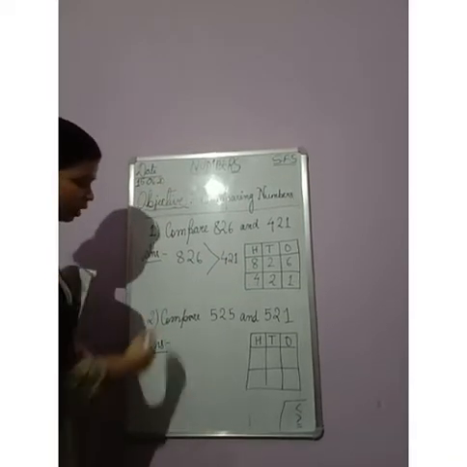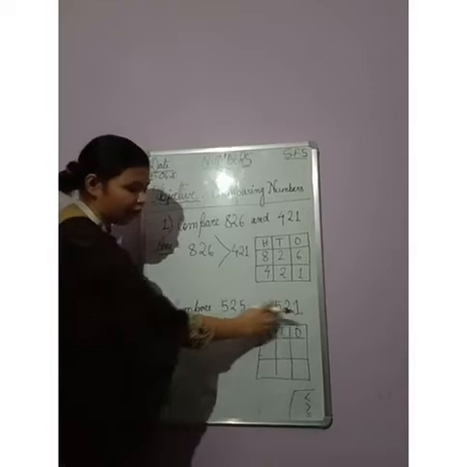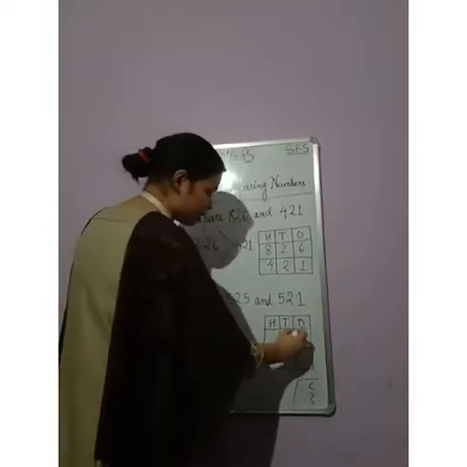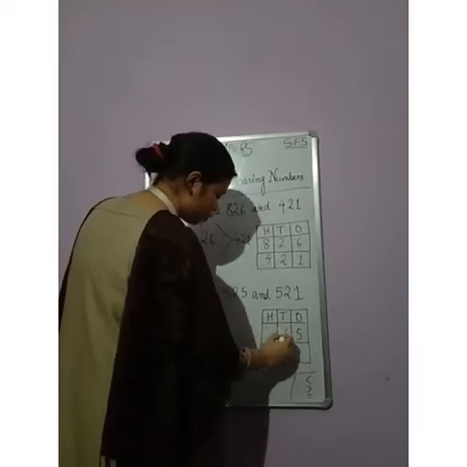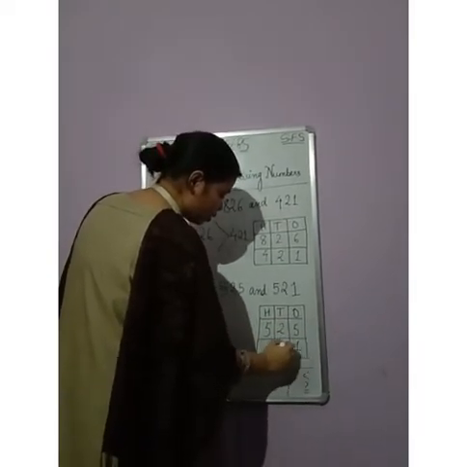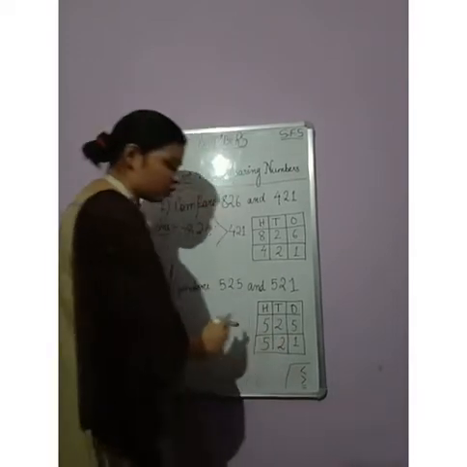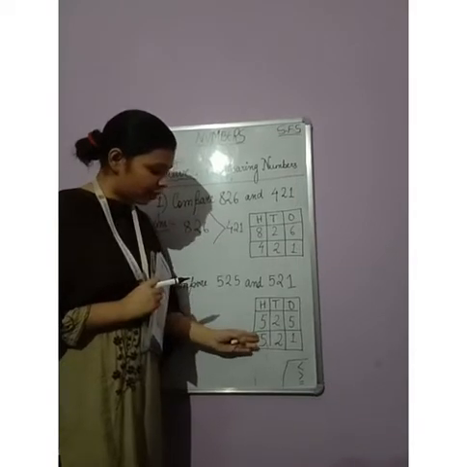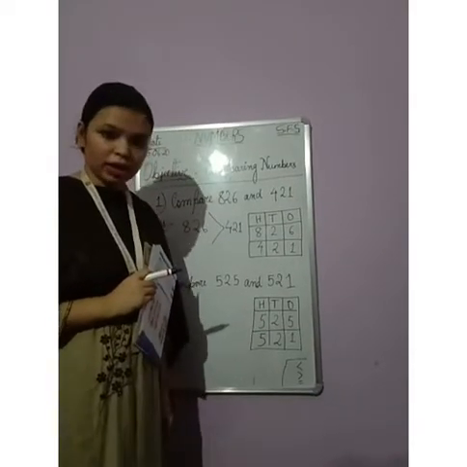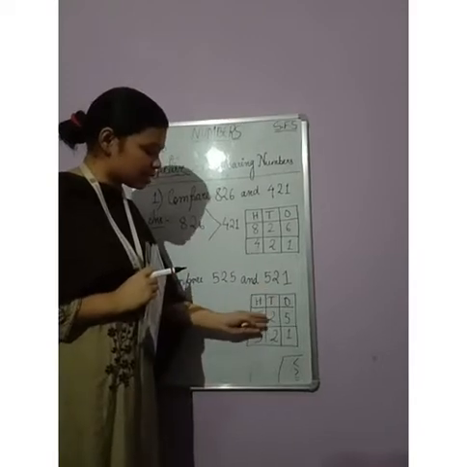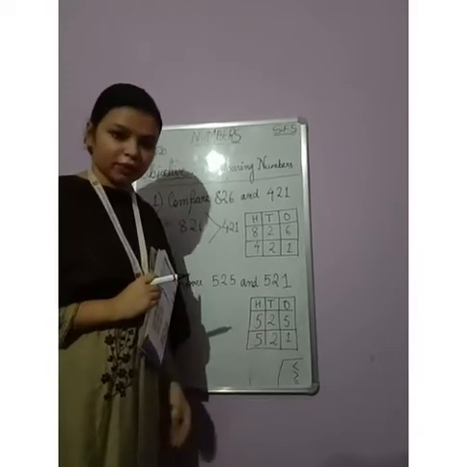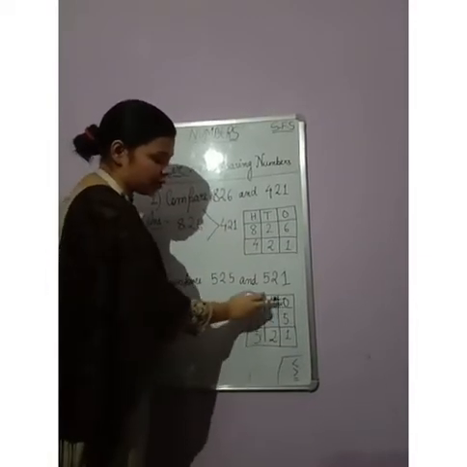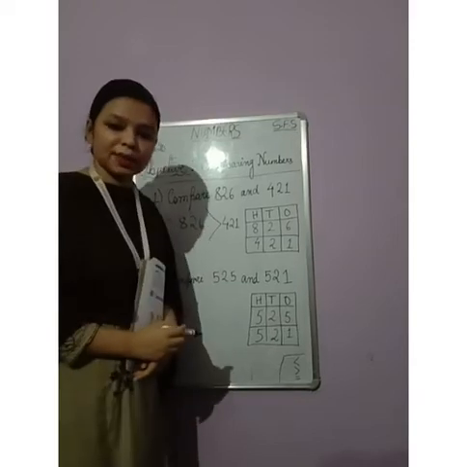Alright, let us look at the next example, 525 and 521. Let me place it in the place value chart. 5, 2, 5 and 5, 2, 1. Okay, so let us compare the numbers. In the hundreds place, we have 5 and 5. That means they are equal. We cannot compare them. Next, in the tens place, we have 2 and 2. Both are same. Then we go to the ones place. In the ones place, we got 5 and 1. So which is bigger here?